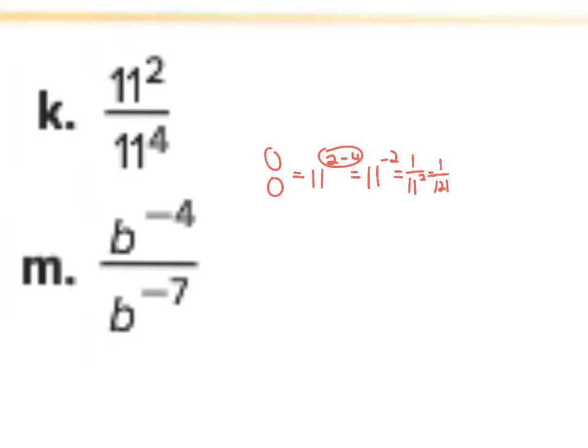Okay, and now let's try M. M, I have b, my base of b, to the power of negative 4 minus, remember, when we divide, we subtract exponents, negative 7. Take away negatives, we add. So it's b to the power of negative 4 plus 7. We take away negative, we add. And that's going to be b to the power of 3.